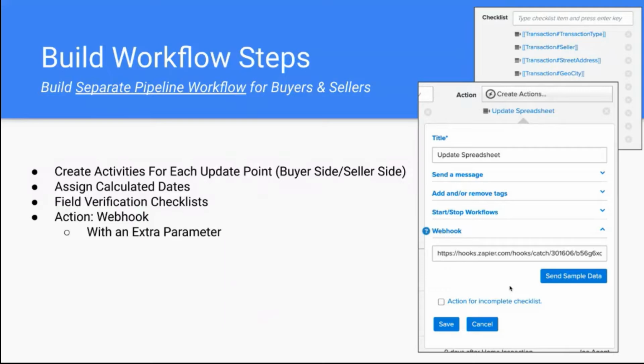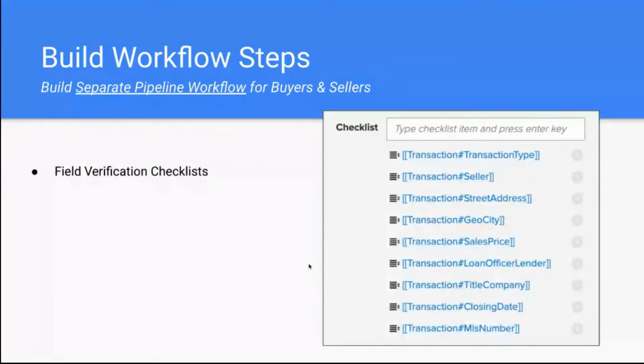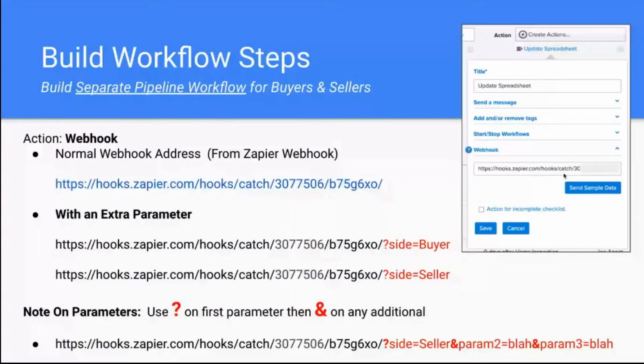Hoping that made sense, but the send sample data should be fine for you in most cases. Then you just click on save. So the fields, like I said, are just extra verification fields that I wanted in my checklist. But then I also wanted to add some webhook stuff.